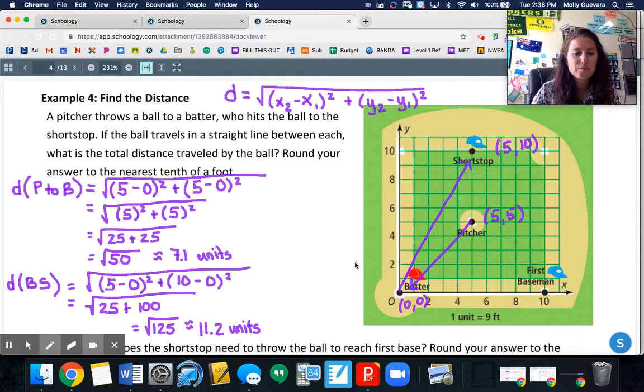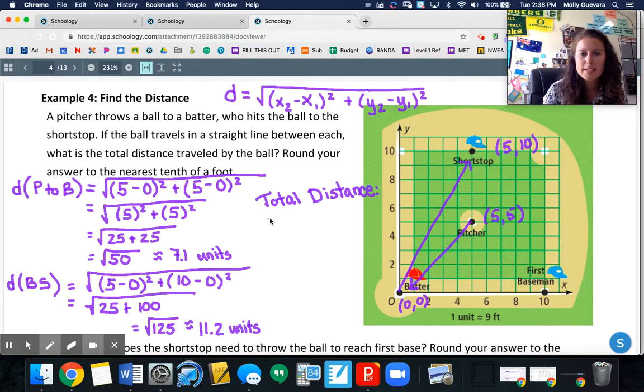Okay. So the total distance, sorry, I don't know why I'm writing at an angle, is 7.1 plus 11.2, which is equal to 18.3 units.